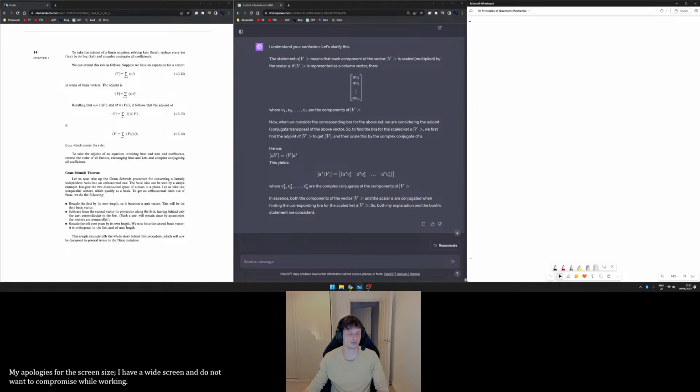Imagine the two-dimensional space of arrows in a plane. Okay, let's imagine that. The two-dimensional space of arrows in a plane. Arrows here and here. Let us take two non-parallel vectors which qualify as a basis. A basis is, oh dear goodness me, I always forget.